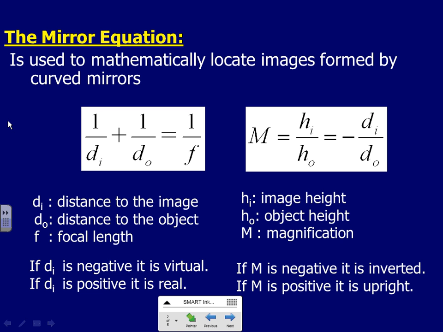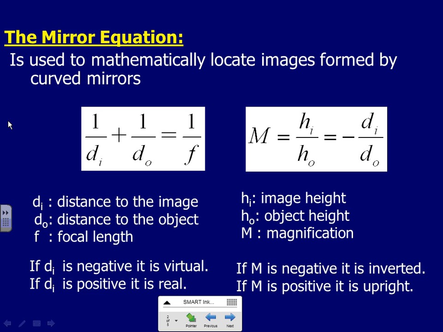It turns out the magnification is also related to how far away the image and the object are, but there's a factor of negative in there, right? So the magnification can be determined by the image distance and the object distance, or by the image height and the object height.